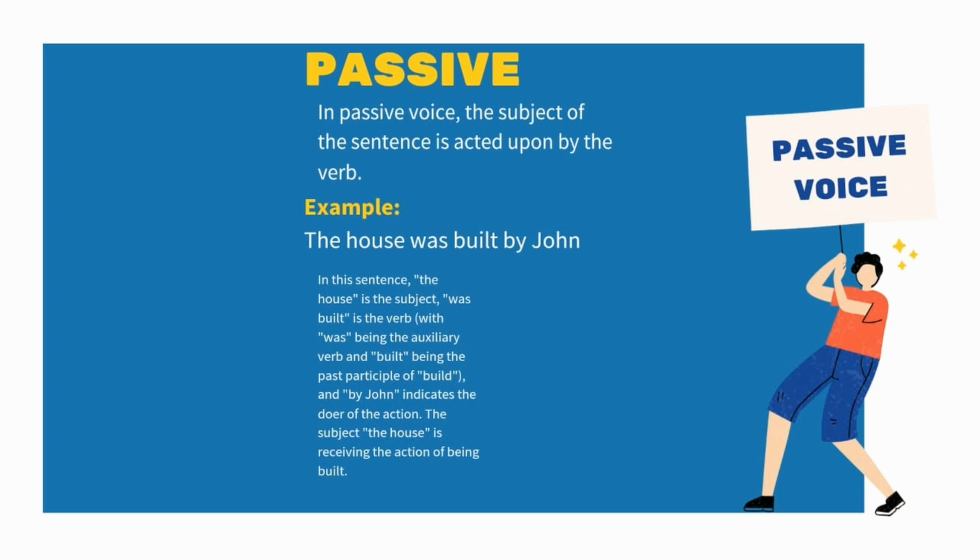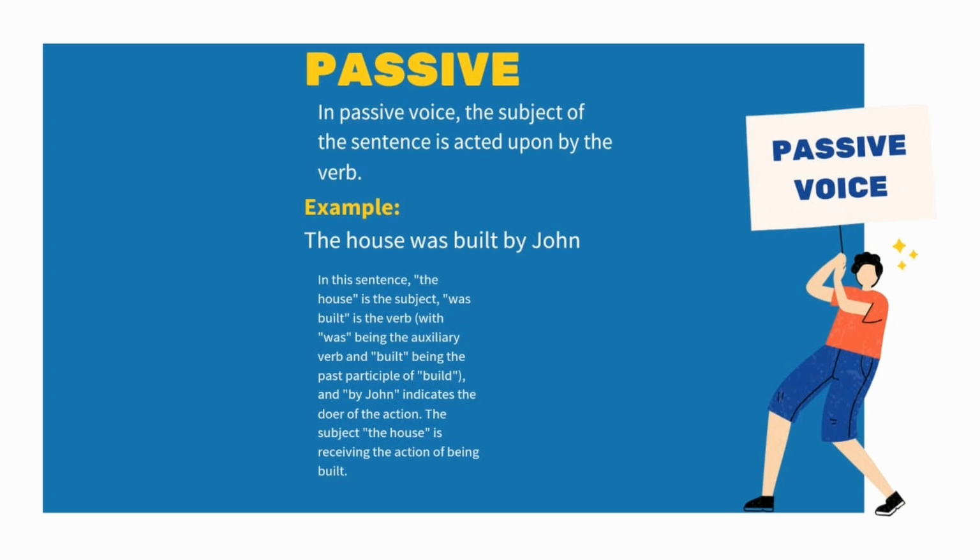Okay, so in this sentence, the house is the subject, was built is the verb, with was being the auxiliary verb, and built being the past participle of the verb build. Remember, we are introducing an auxiliary verb. We only had build in the active voice, but when you want to make the passive voice, you introduce an auxiliary verb. So it becomes the house was built by John.